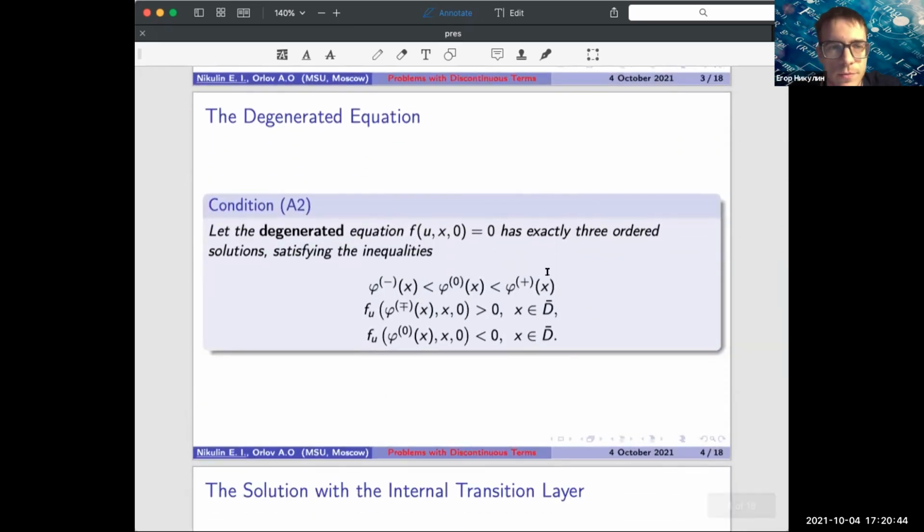Condition A2. Let the degenerate equation have exactly three ordered solutions satisfying the inequalities. The last two inequalities mean that the solutions phi plus and minus are stable and the solution phi 0 is unstable.